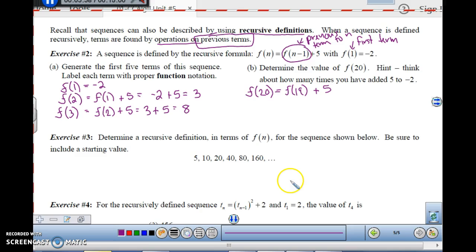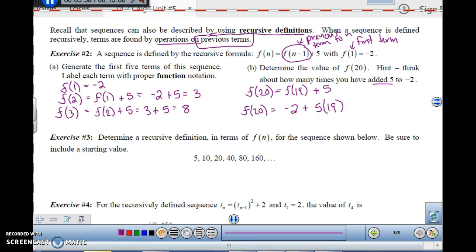Okay, so if we think about this for a second, where did I start on this problem? I started at negative 2, so f of 20. To get to f of 20, I got negative 2, and I had to add 5 how many times? Well, if I'm starting on the first term and I'm going to the 20th term, I have to add 5 actually 19 times. So negative 2 plus 5 times 19 should be that term.